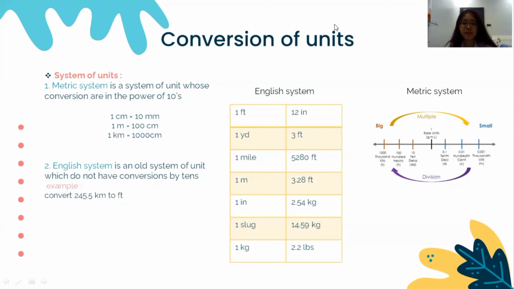Here are the examples of conversion of units. Convert 245.5 kilometer to feet. Based on the table of the English system, we only have meter to feet. So we need to convert kilometer to meter. In order to convert kilometer to meter, we need to multiply 245.5 kilometer with 1000 meter per 1 kilometer. Cancel the kilometer out and multiply it again with 3.28 feet per 1 meter. Cancel the meter out and multiply the rest, and we got 805,240 feet.